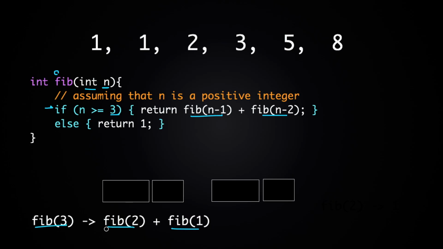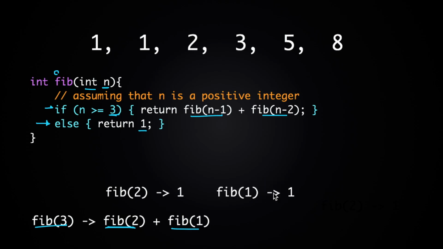And then in fib of 2, we'll go to this line right here because 2 is not greater than or equal to 3. So we'll return 1 from fib of 2. And just like that, we're going to return 1 from fib of 1 as well. And once we have these two numbers, fib of 2 will go in here, and fib of 1 will go in here. So 1 will go in here, and then 1 will go in here. So we're going to return 1 plus 1, and we're going to return 2 from our function. And that's the correct answer.